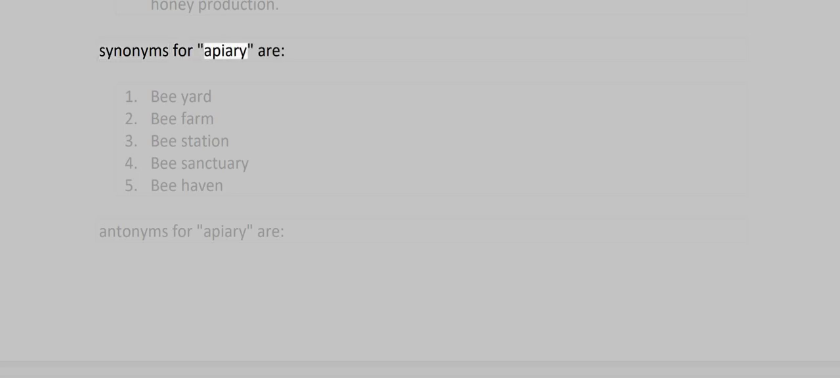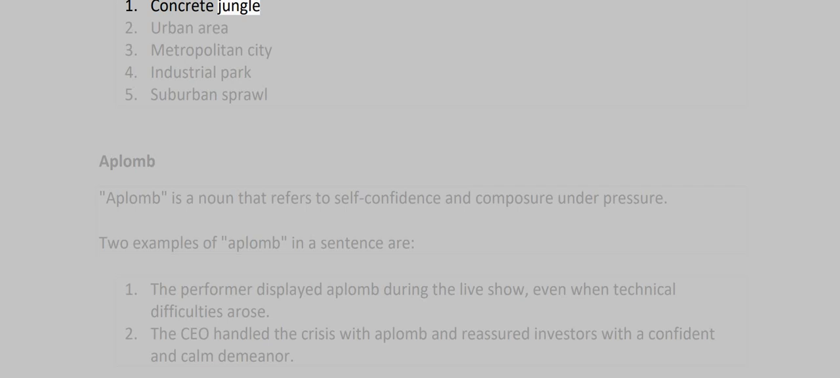Synonyms for apiary are: 1. Bee yard. 2. Bee farm. 3. Bee station. 4. Bee sanctuary. 5. Bee heaven. Antonyms for apiary are: 1. Concrete jungle. 2. Urban area. 3. Metropolitan city. 4. Industrial park. 5. Suburban sprawl.